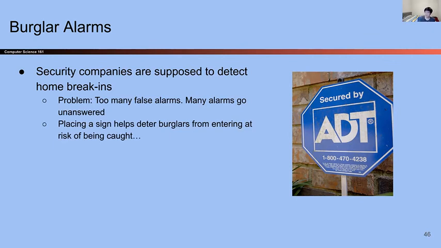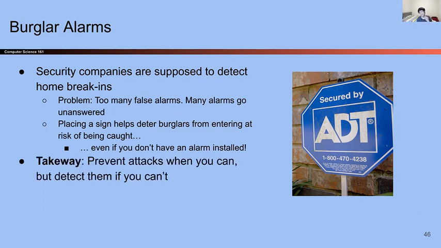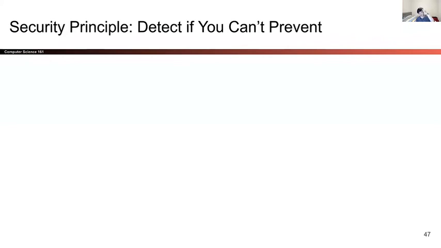But placing the sign outside helps deter burglars from entering because they fear getting caught. Their expected cost is now higher because they know we have a security system, even if we don't have the alarm installed. So they don't know if we have an alarm installed, but this raises their expected costs either way, and it deters them from breaking in. But the takeaway here in general is that we want to prevent attacks, in this case through deterrent, but we still want to detect them if we can, because if someone breaks into our house and steals something without us even knowing, it's really hard for us to do anything about it if we didn't know that the attack happened in the first place. So the security principle here is detect if you can't prevent.